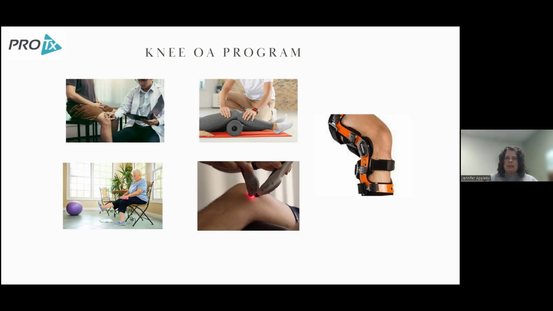The OA program begins with a very detailed assessment with the physiotherapist. This includes range of motion testing of the knee and the hip. We look at strength measures of the knee and the hip. The clinics use a very handy device that will actually give you a reading of how strong you are.